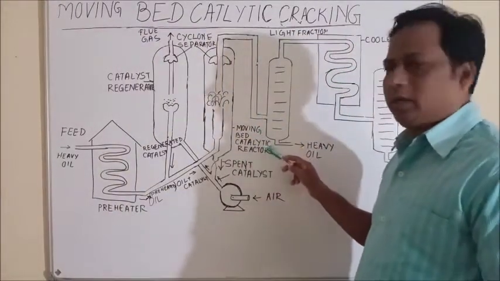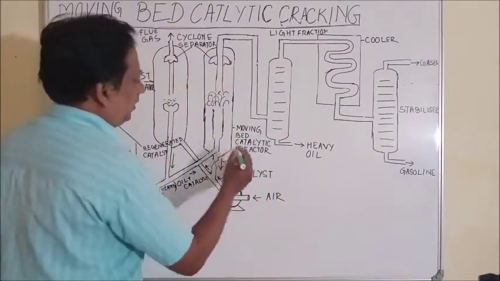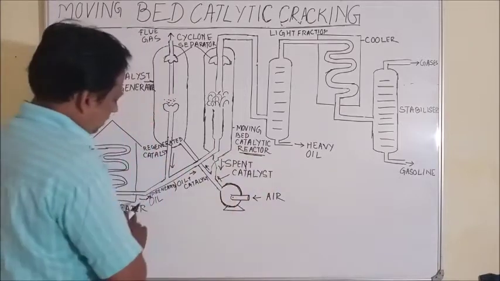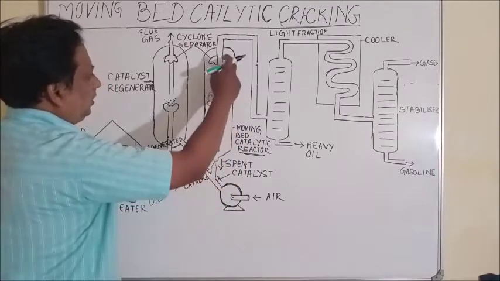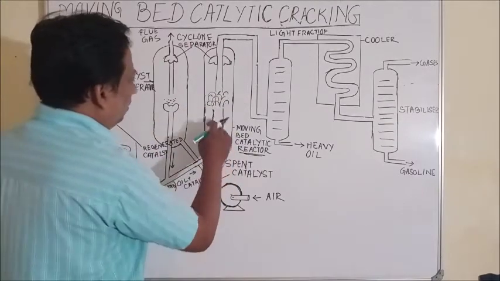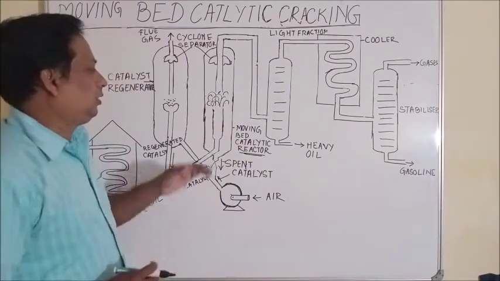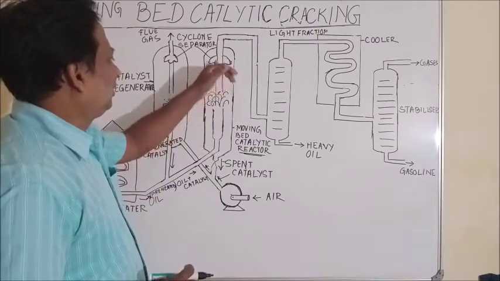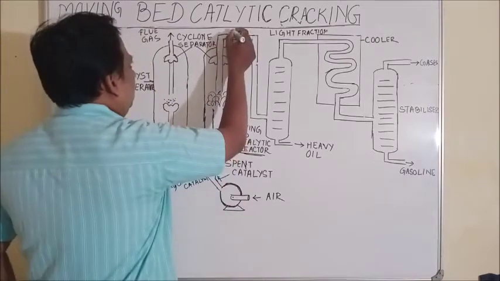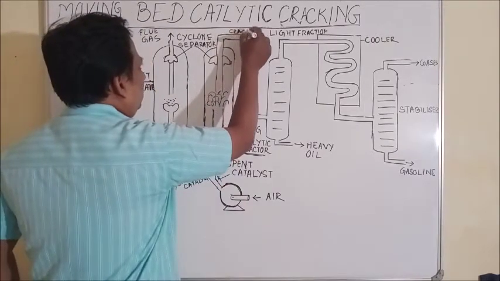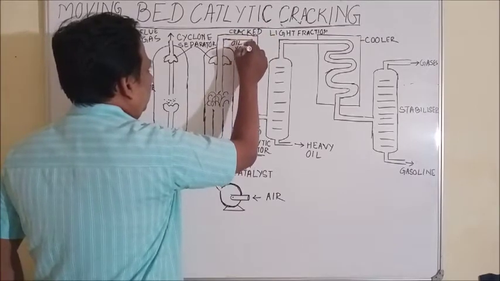This is the moving bed catalytic reactor. Here the oil comes directly to the moving bed catalytic reactor, where the oil is cracked by use of the catalyst. Now after cracking, we get the cracked oil vapors.